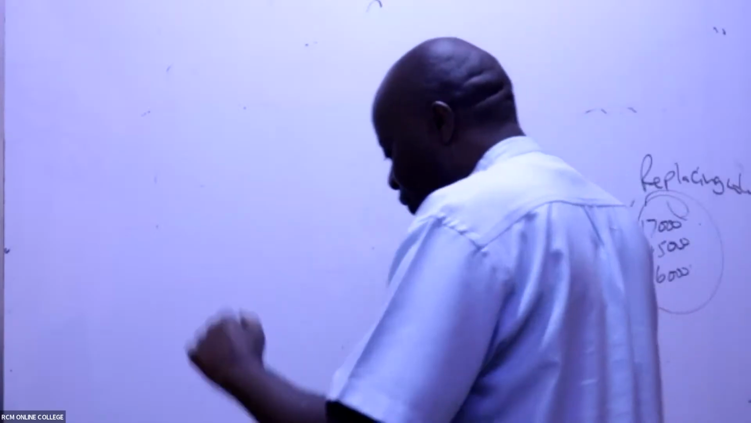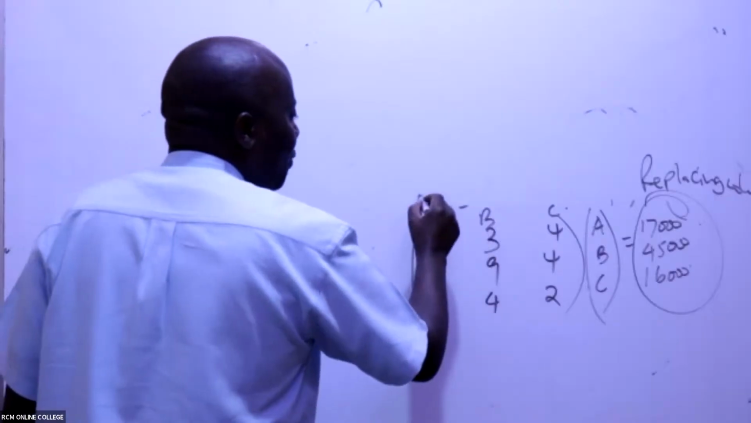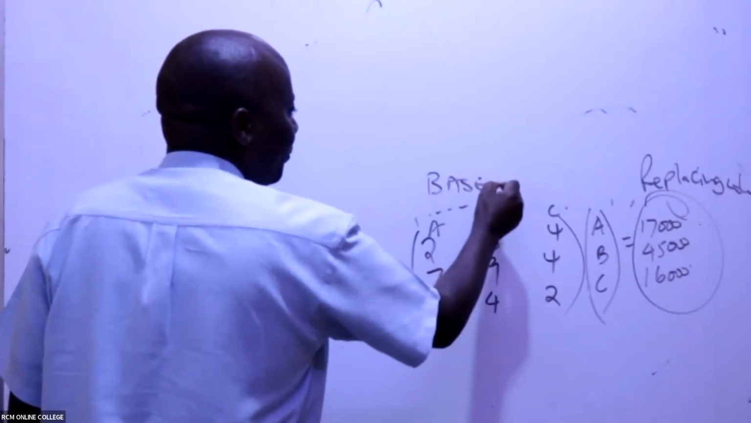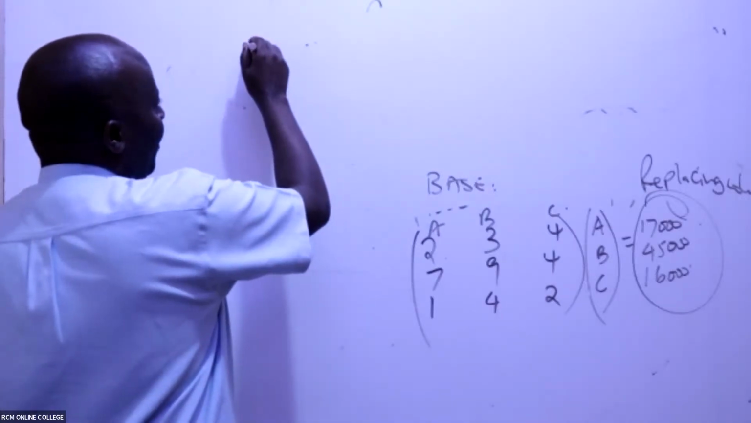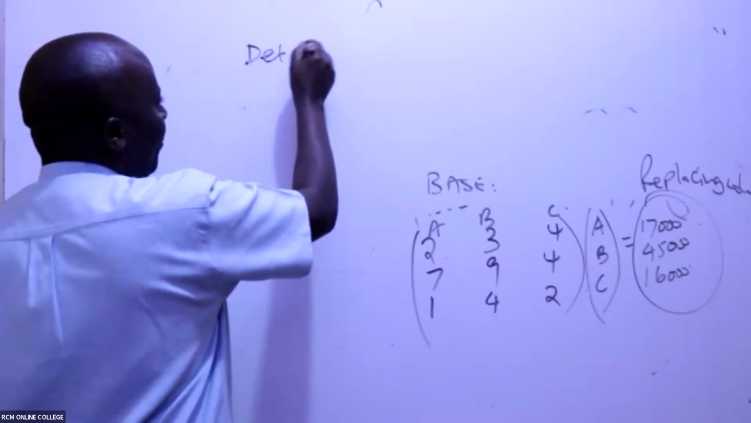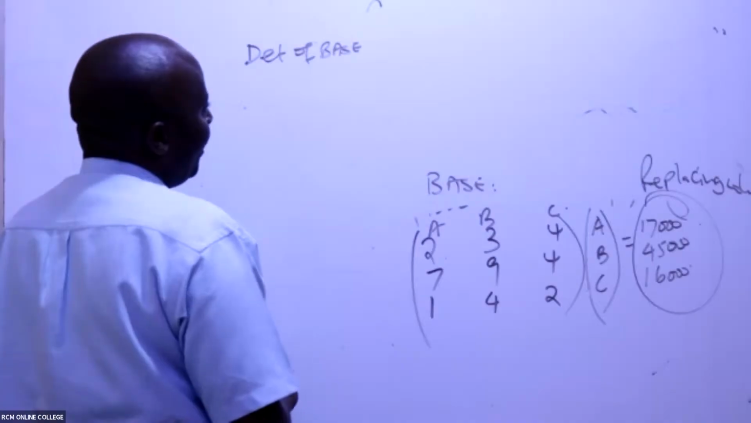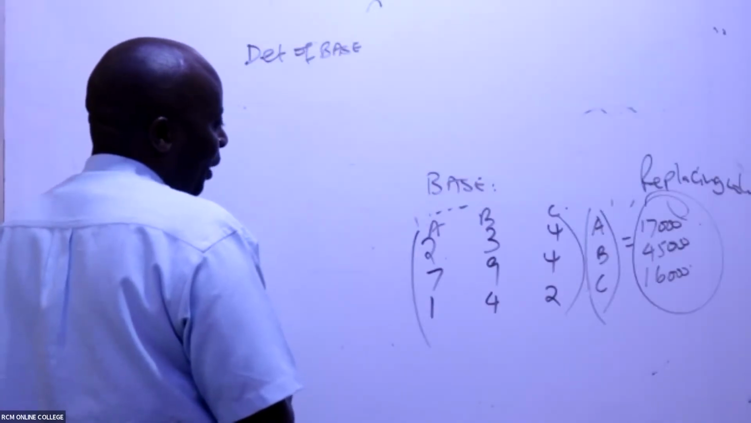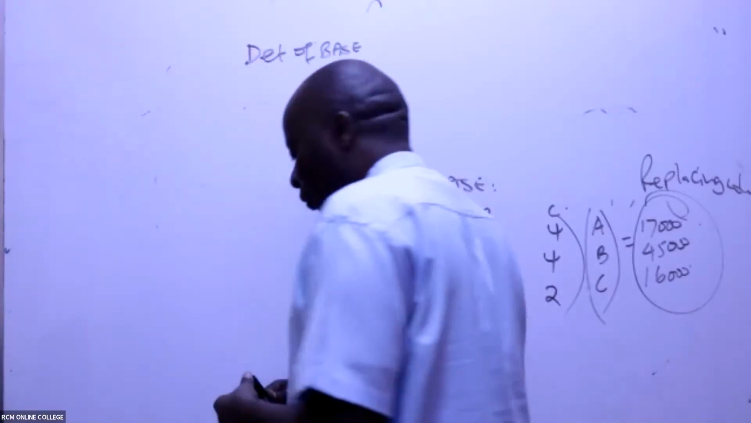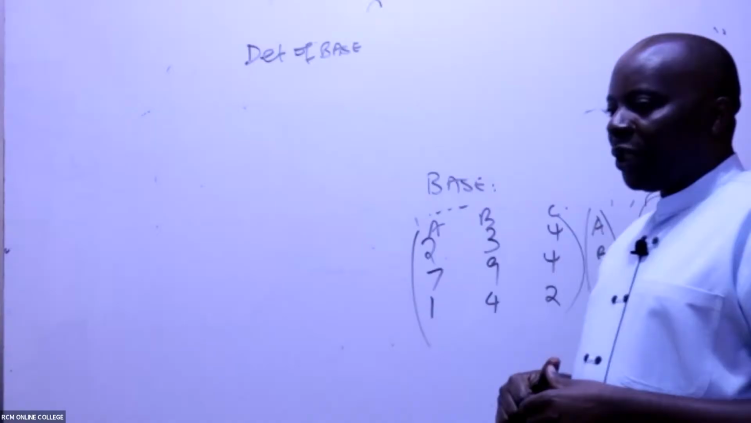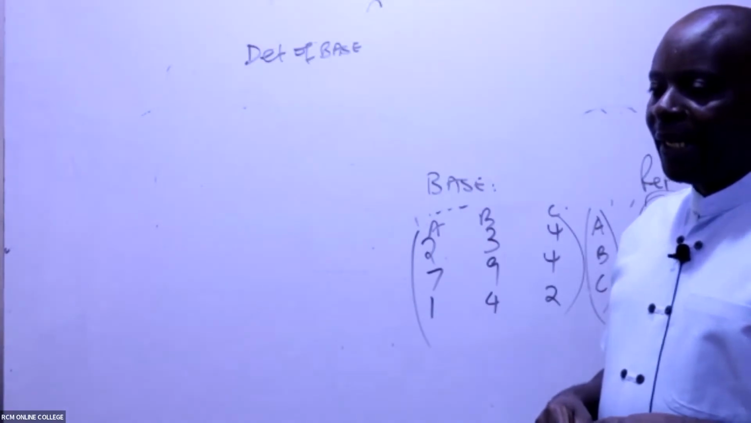Great. Let's go together. So the very first thing that I will do: this matrix is what I call the base. So come and give me the determinant of the base. We know the determinant of the base, ladies and gentlemen, will be product of primary diagonal minus product of secondary diagonal.